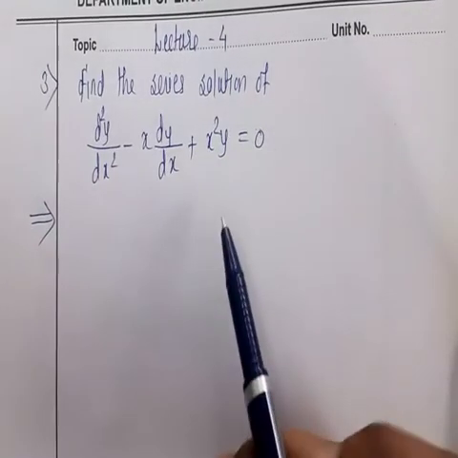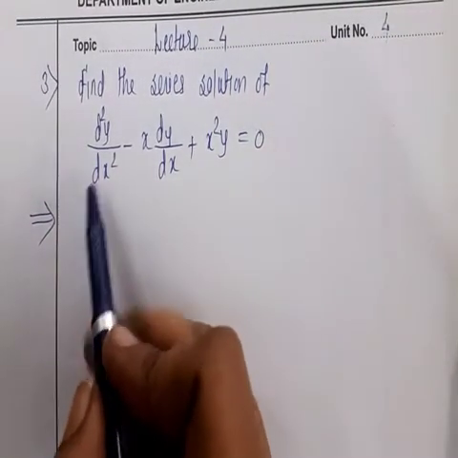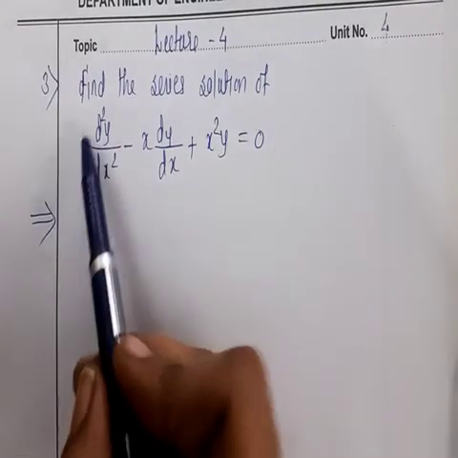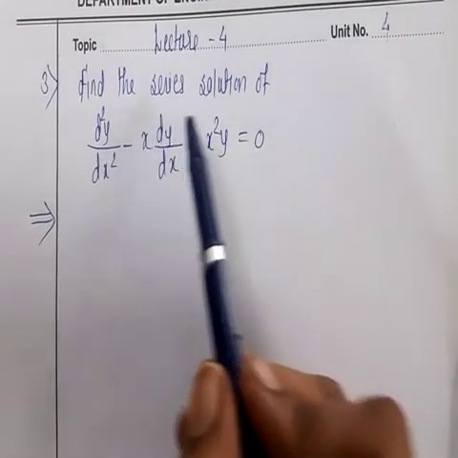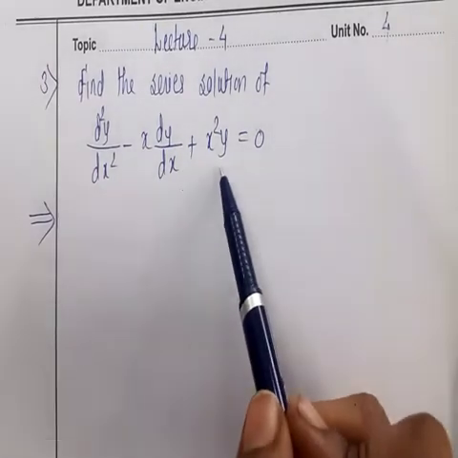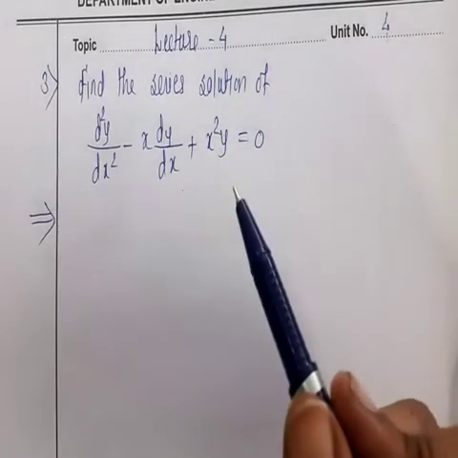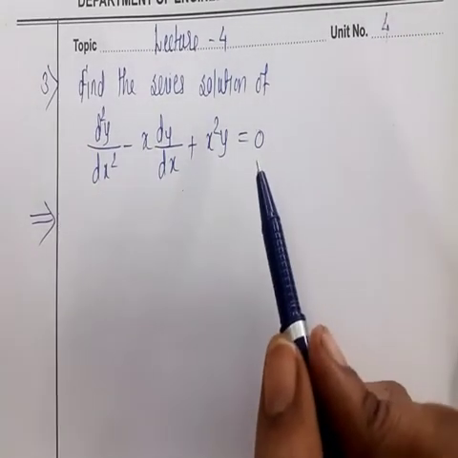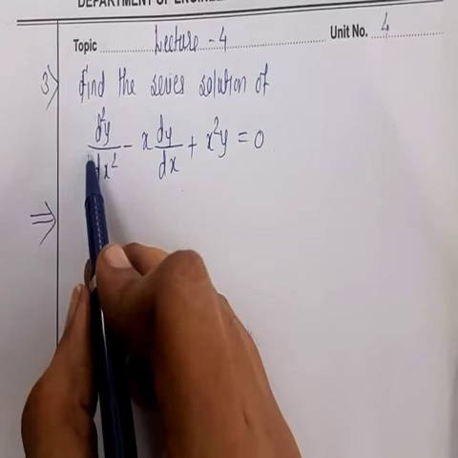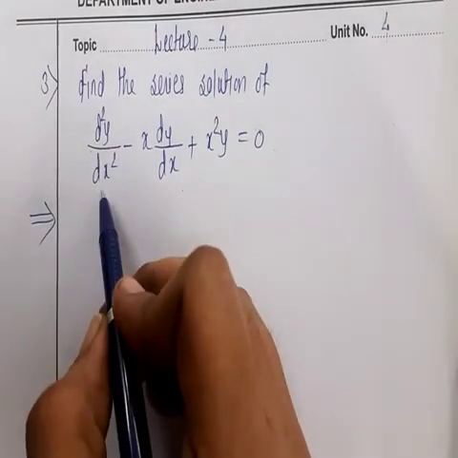Welcome to lecture number 4 of unit number 4, examples on the power series method. For the third example, find the series solution of d2y/dx² − x dy/dx + x² y = 0. We are going to study all these examples over the ordinary point x = 0. You can check here p0(x) is the coefficient of d2y/dx².